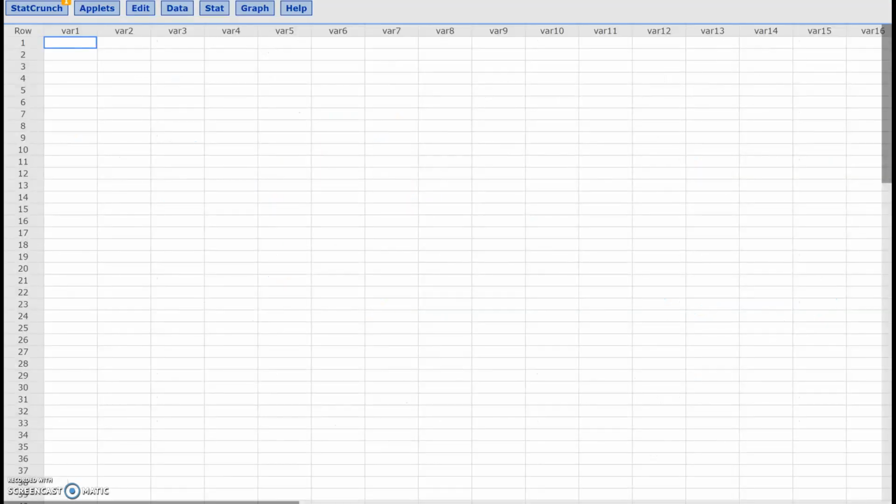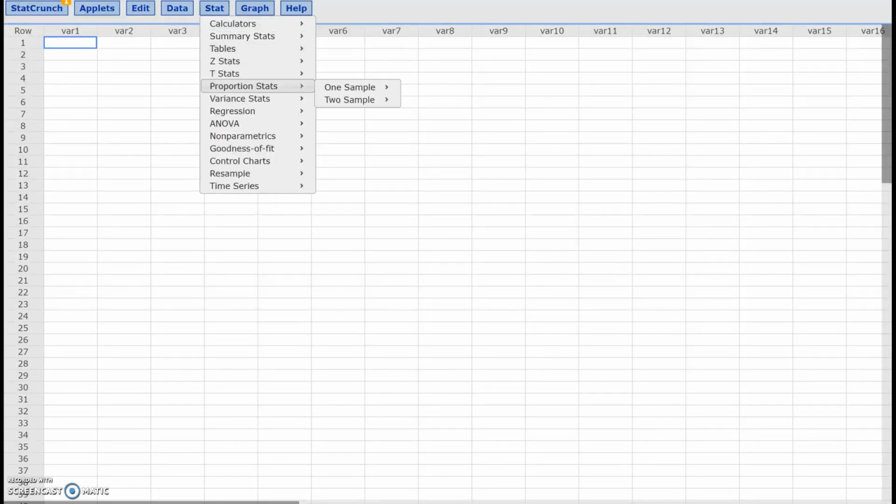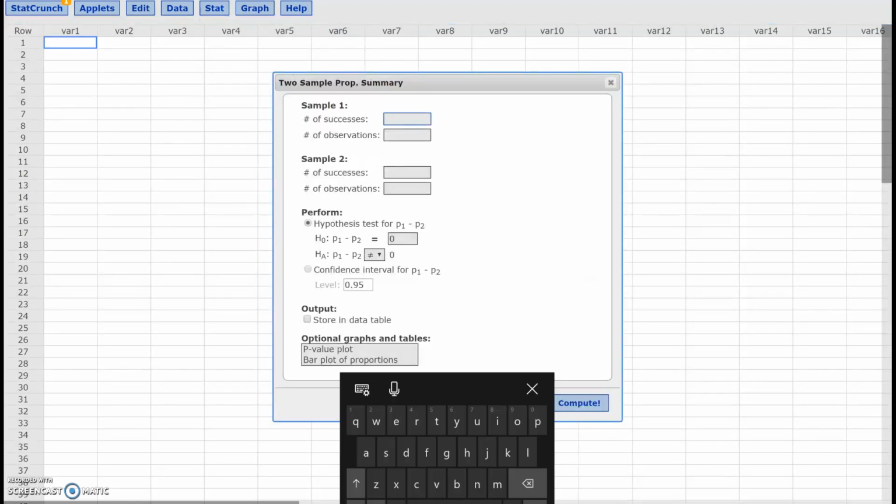So I'm going to go back to StatCrunch, right? Click on Stat, then go to Proportion Stats, Two Sample, With Summary, okay? And then we get to put in the number of successes and number of observations of sample number 1, right? Let me just make some numbers up. Let's say this is 10 and the other one was 100. And the other one maybe was 23, and below it was 100 also, I guess.